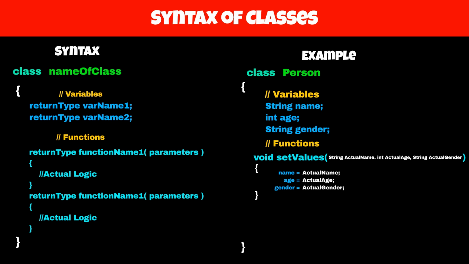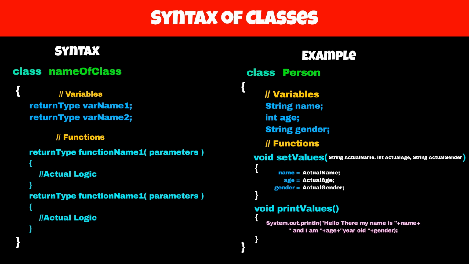So let's define another function with the name printValue. This function will not return anything, so its return type will be void, and since it's just printing, we don't need to pass parameters to it. Now we have to write the logic of printing inside the curly brackets. So we will use System.out.println to print the name and age of a person. So our function for printing values is ready and our Person class is complete.